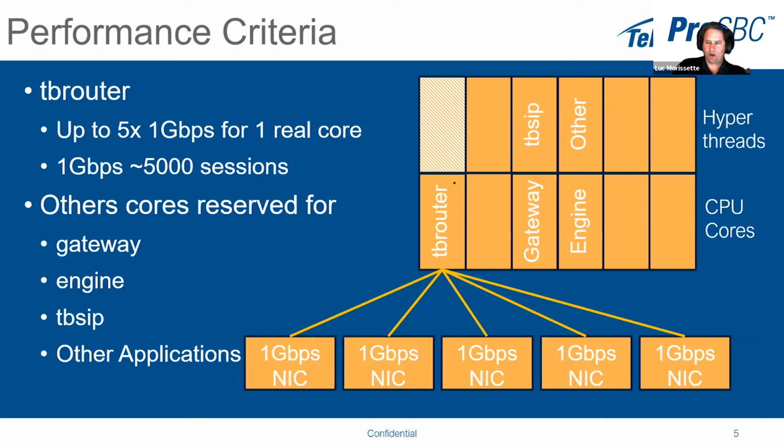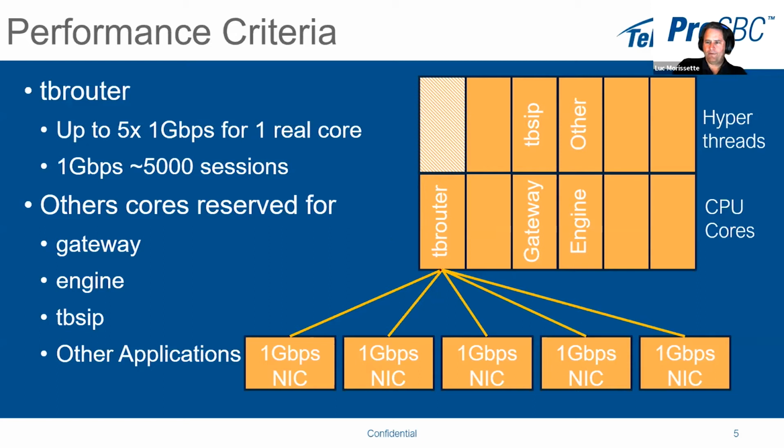So we can reserve one core like this for up to 5 1 gigabit per second interfaces. Each 1 gigabit per second interface can have 5,000 sessions, but not SIP sessions, but RTP sessions. So you can have 5,000 calls going through the SBC per network card if you are using G711. If you are using G729, you can have more sessions than that, at least double, because G729 takes half the bandwidth of G711.